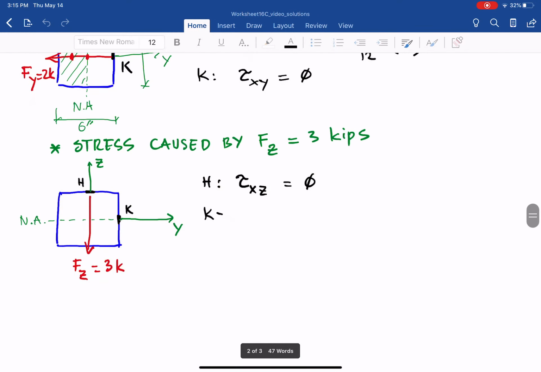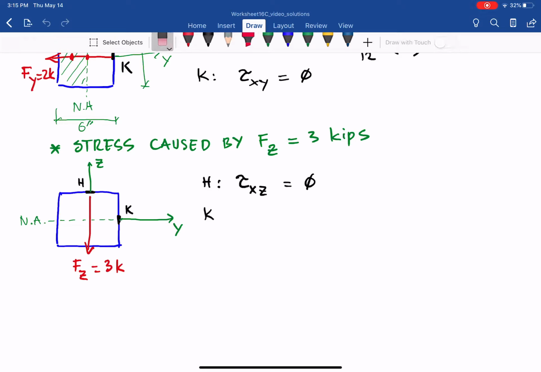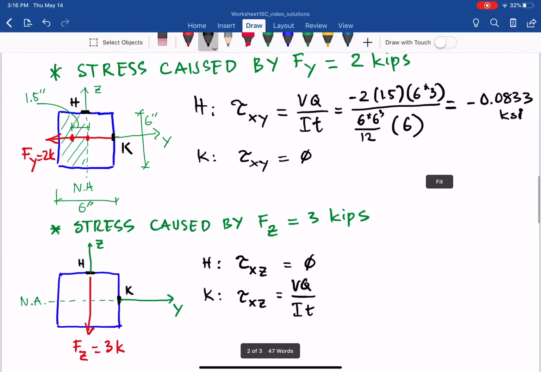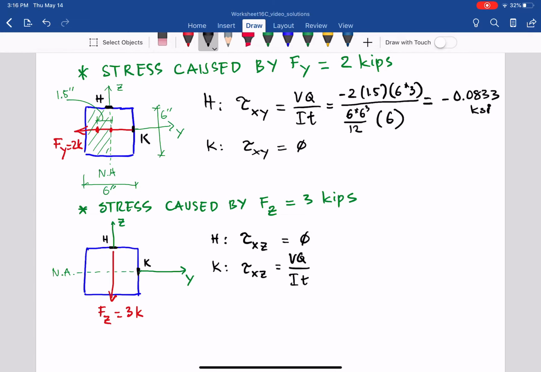So okay here, we have tau xz in the Z direction, and it is also VQ over It, VQ over It, and it's exactly the same as the one due to Fy, as you can see there. So the block that we are looking at is the outermost fiber, so that one is either the top or the right.